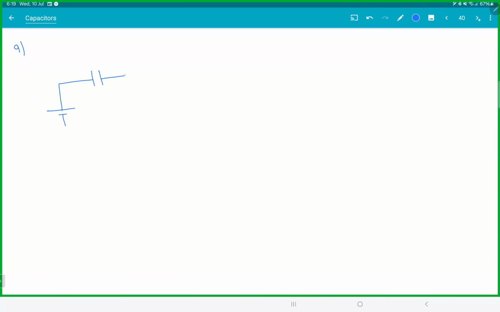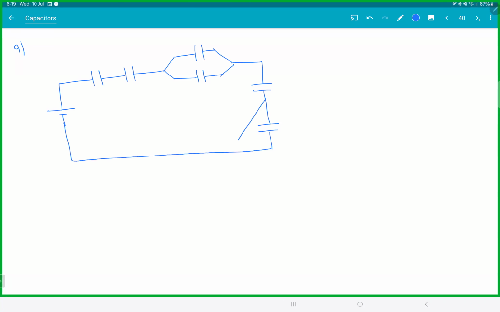So we have a capacitor, a capacitor, a capacitor, a capacitor, a capacitor, and there's a conducting wire. This is V, this is C, C, C, C, C, and C. Find C equivalent and charge on each capacitor.